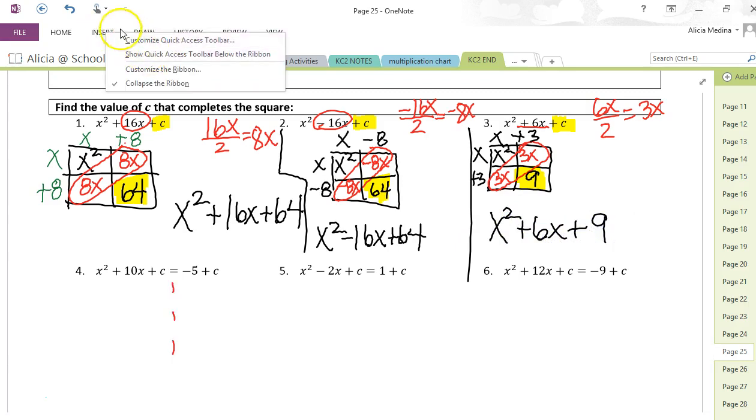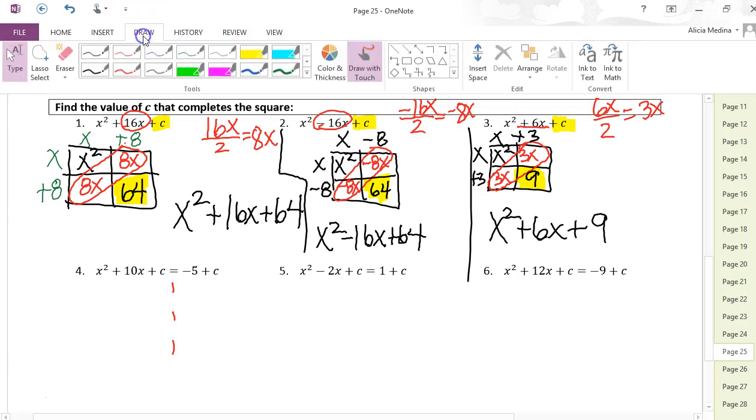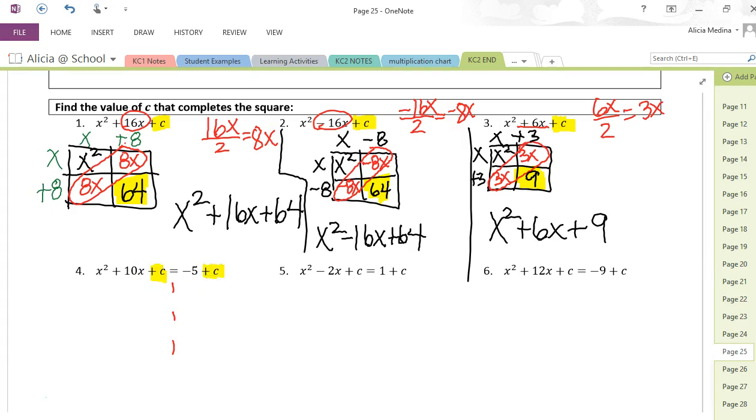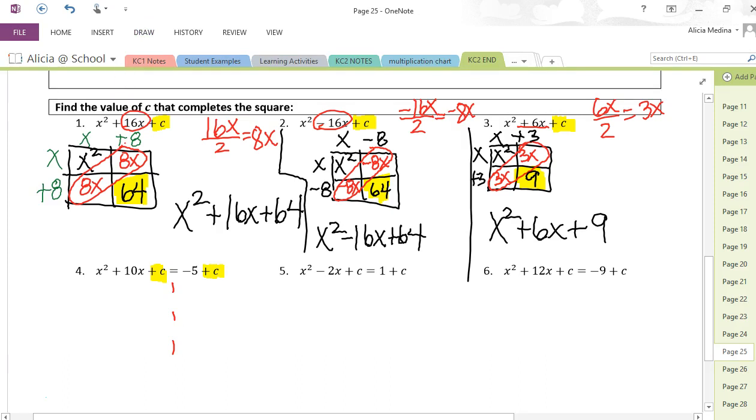So the next example here, I have 4x squared plus 10x plus c is equal to negative 5 plus c. For this example, the c value that's on the left is the same value on the right. Do not get thrown off by that extra term on the right side, that negative 5. Ignore it just for right now, because we have to complete the square on the left side. So what I'm going to do is my Punnett square box.